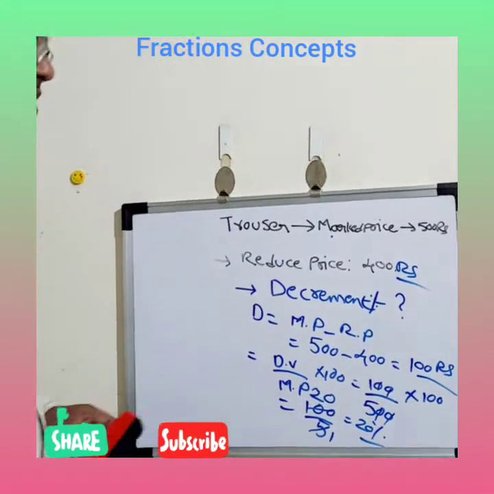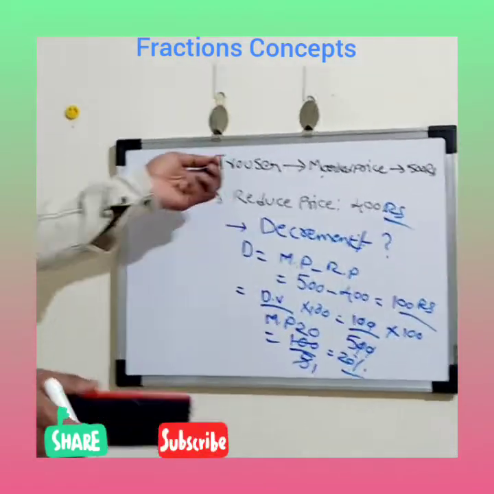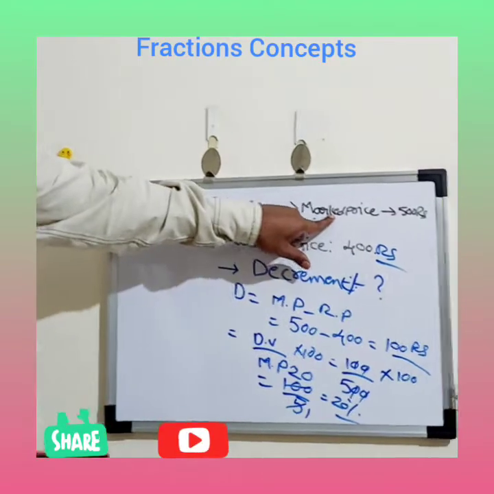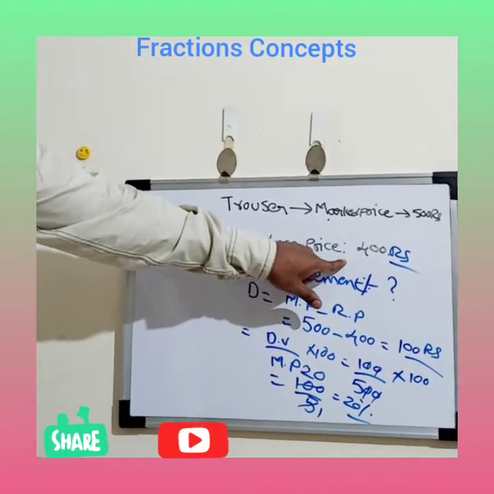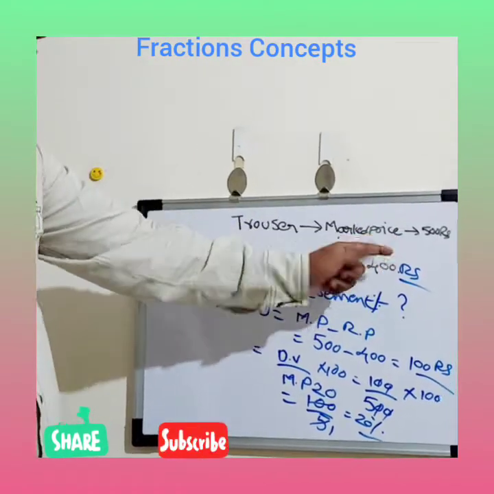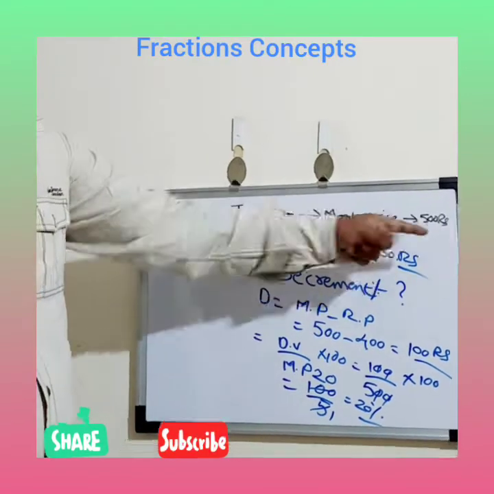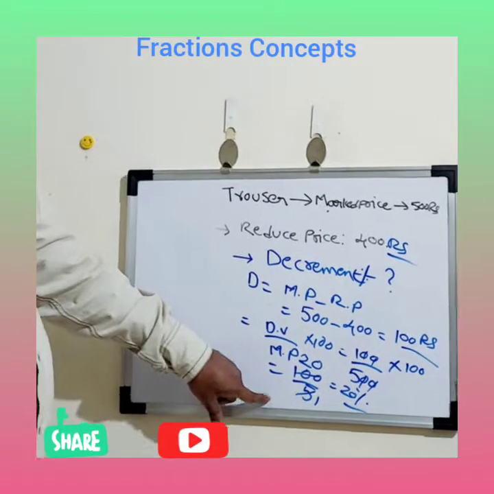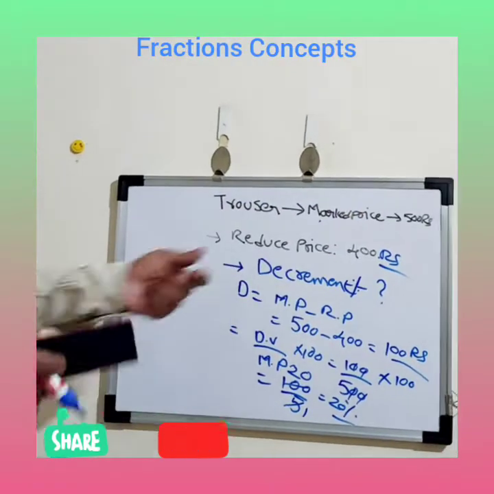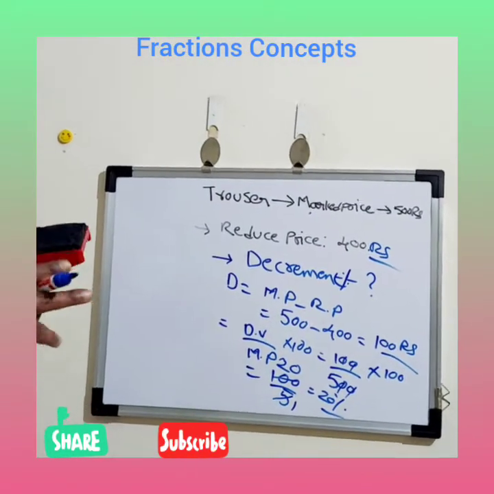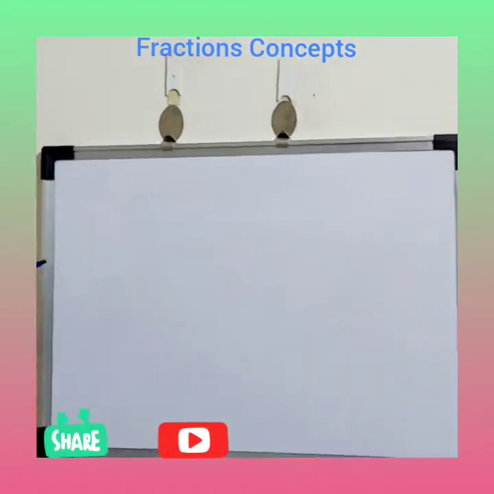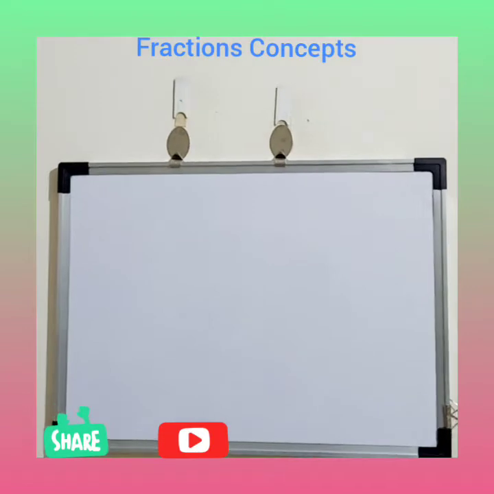This is by using the formula. Another way, if you want to find the answer in less than 10 seconds: what is the mark price? 500 rupees. What is the reduced price? 400. That is a variation of 100 rupees. 100 rupees is how much part of 500? 20%. So the answer is 20%. Using the formula, we have the solution. By just seeing the values, we have the solution. This is the way we can solve this problem in two ways. We'll discuss one more problem related to percentage.